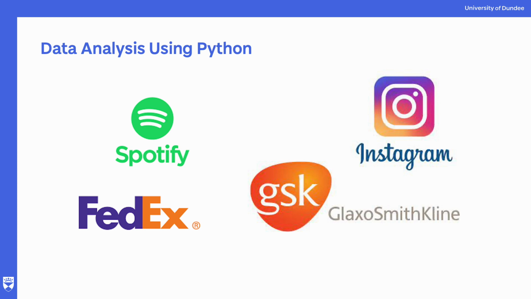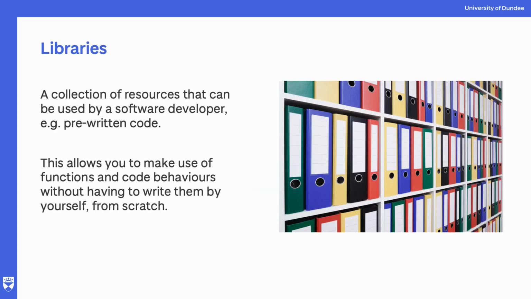And we see Python being used in industry at scale at companies like GSK, Instagram, Spotify, FedEx, and many, many more companies all use Python for their data analysis. And we know that they do that because Python's quick, because it compiles on the go, and because of all the documentation that's out there to help them. But one of the other reasons is all the libraries that exist within Python.